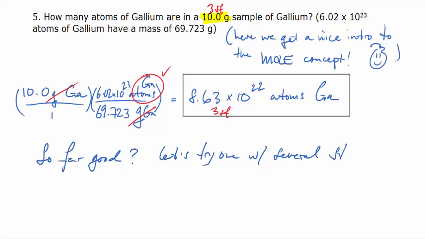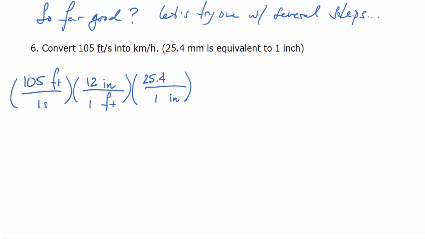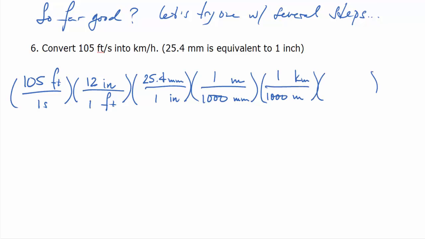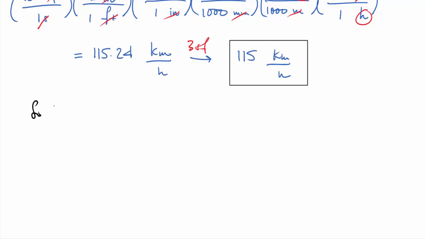If you're doing so far so good, let's try one with several steps. Here we have to convert 105 feet per second into kilometers per hour. So we'll convert the feet into inches, the inches into millimeters, as given in the problem. Then let's do the millimeters into meters, and because we're taking a long way around, we'll do the meters into kilometers, and finally we'll make the seconds into hours. Cancel, cancel, cancel all the units, and you wind up with kilometers per hour. Turns out to be 115 point some kilometers per hour. Notice just 3 significant figures in our problem. Make that 115 kilometers per hour.